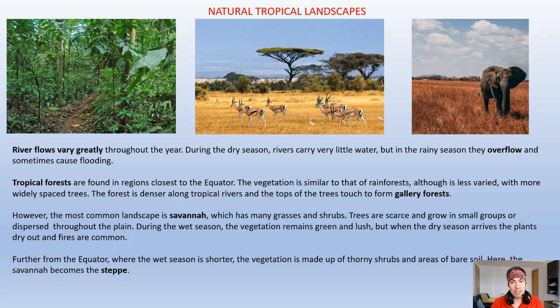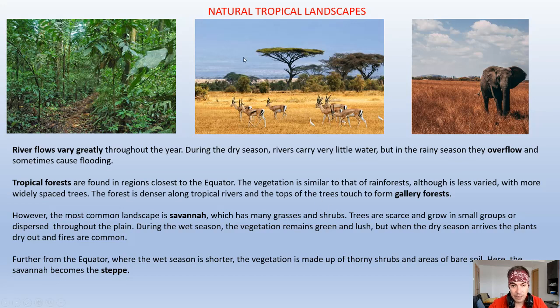A gallery forest is a forest which goes along a river, okay? We have a river and we have trees alongside the river banks. So it is like a gallery, a corridor of trees. However, the most common landscape is the savanna, okay?